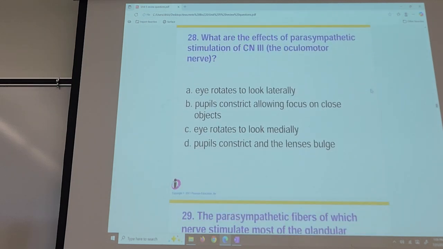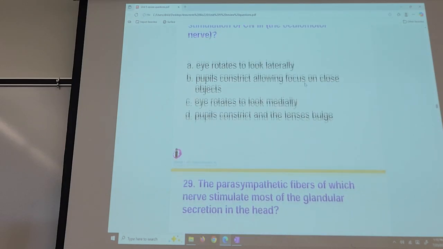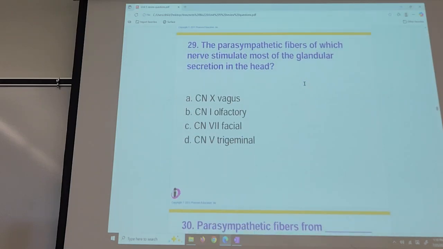What are the effects of parasympathetic stimulation of CN3, the oculomotor nerve? D. I agree with D. The pupils are going to constrict and the lens is going to bulge to allow you to see things closer to you. Again, B gets kind of confusing because it has half of the answer, so I wouldn't ask the question like this, because that's going to lead to a little bit of confusion.